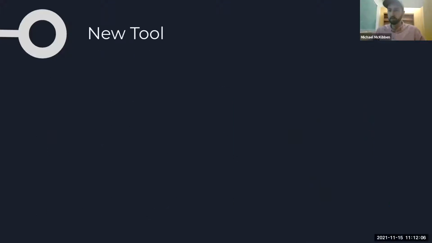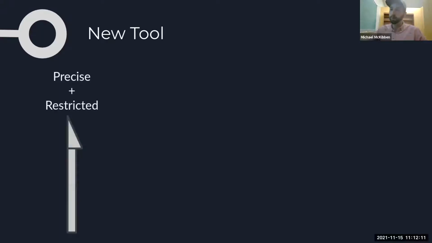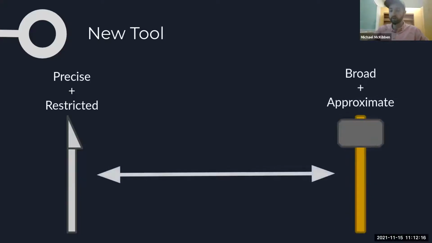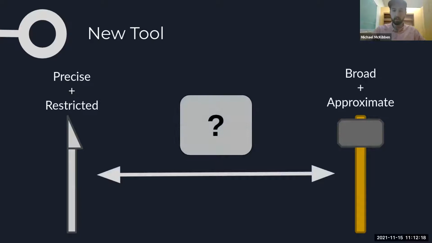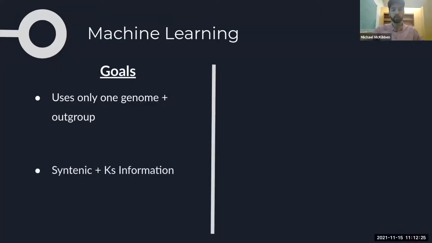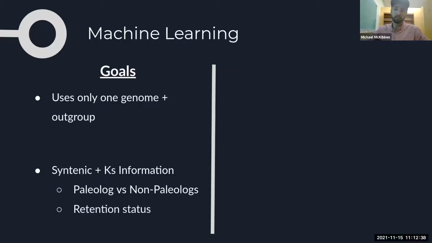So this leaves me with a bit of a conundrum for my future work on paleologs. I can use a very precise but somewhat restrictive tool, or a very broad and approximate tool, and I was looking for something somewhere in between these two. For this, I decided to turn to machine learning, with the goals of using only one genome and an outgroup, and using syntenic and KS information, as many tools already exist to identify this information within genomes, to not only identify if something's a paleolog or not, but similar to POINT, also give me information on the retention status of a given paleolog.